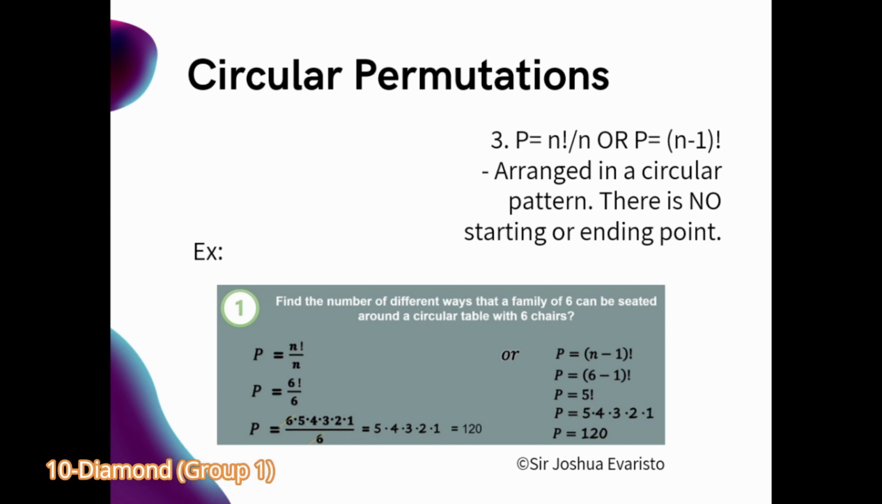The difference between a circular permutation and linear permutations is that in a circular permutation, there is no starting or ending point. This can be illustrated using P = n factorial over n, or P = (n minus 1) factorial.